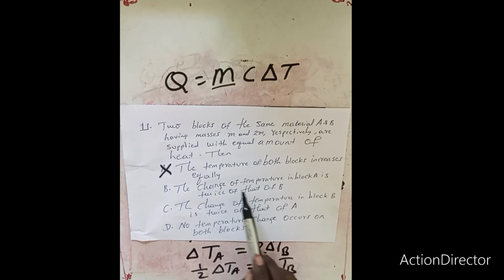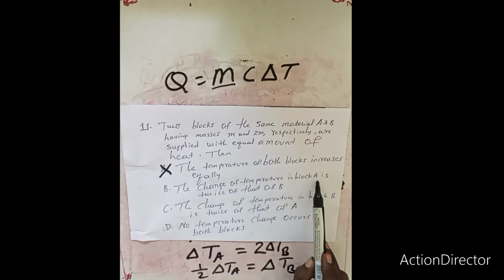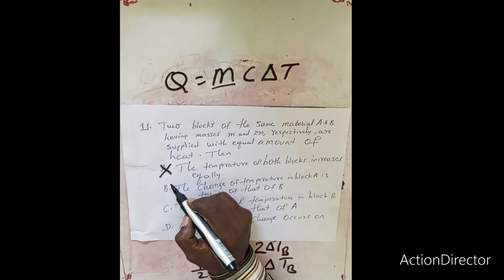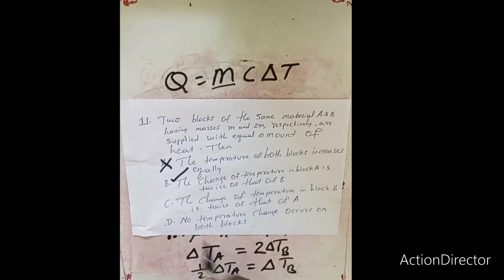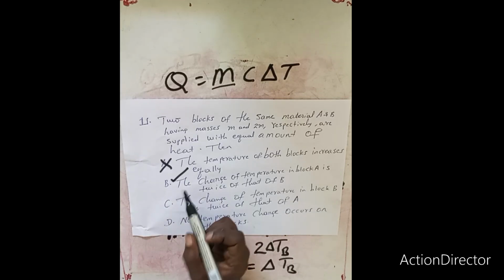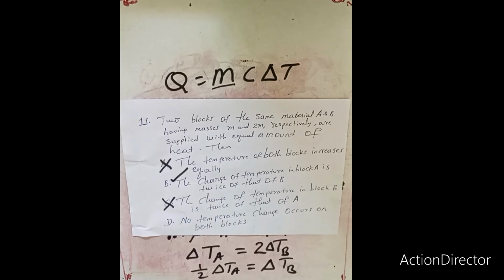B, the change of temperature in block A is twice that of B. Change in temperature of A is twice the change in temperature of B, so this is correct. C, the change of temperature in block B is twice. No, it's 1/2, not twice, so this is not the answer.